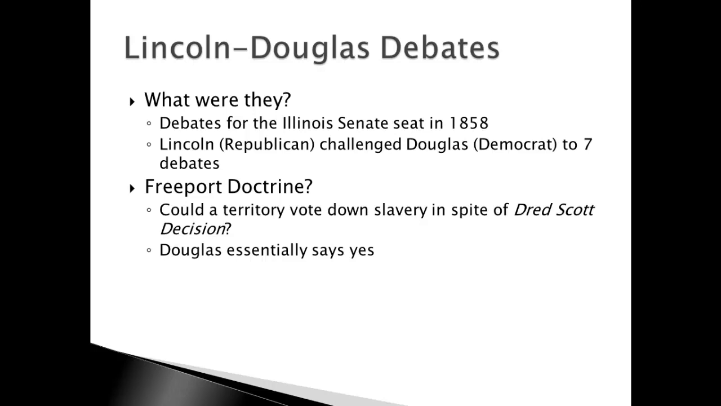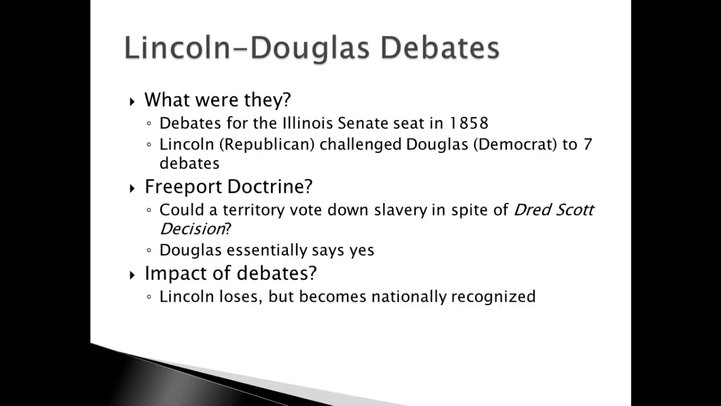This is a very popular multiple choice question. What is the Freeport Doctrine, or what is the impact? Stephen Douglas essentially says that if a territory wants to pass laws to limit the expansion of slavery, they could. This could not have been more of a disaster for Stephen Douglas on a national level. He alienates himself in the South, and the Democratic Party is essentially split in two.